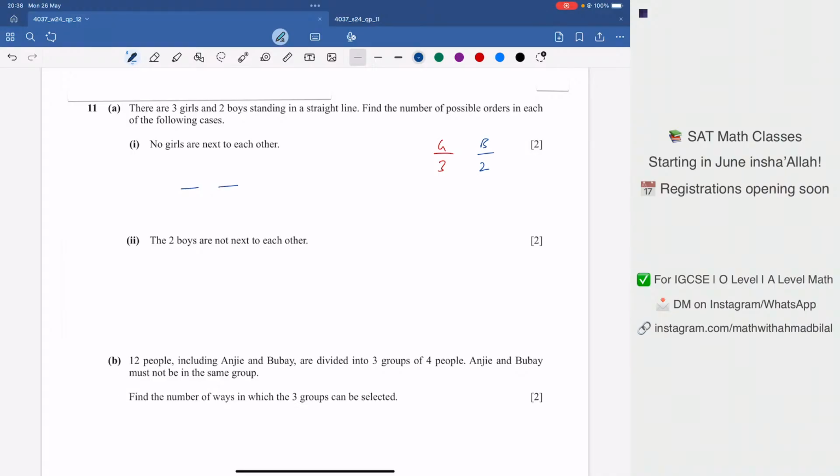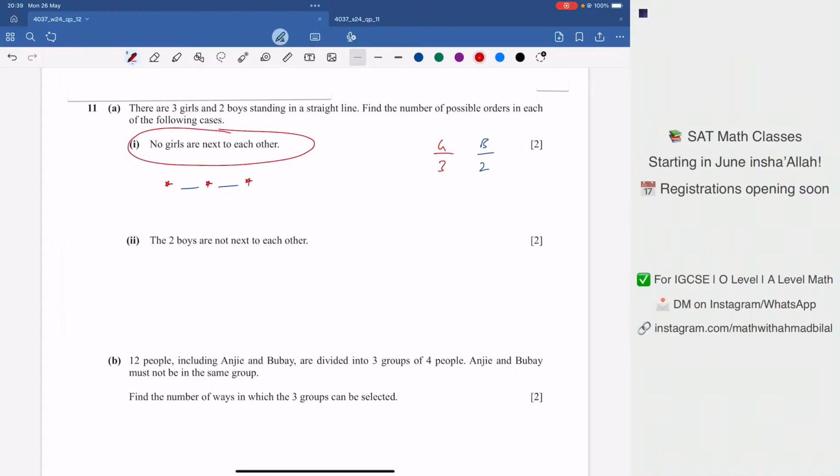And then who is it that you want to separate? The girls. You want the 3 girls to be separated. In the gaps between the boys, you would have the girls. You represent them with stars like this. This is one possible position. This is another possible position. This is another possible position.